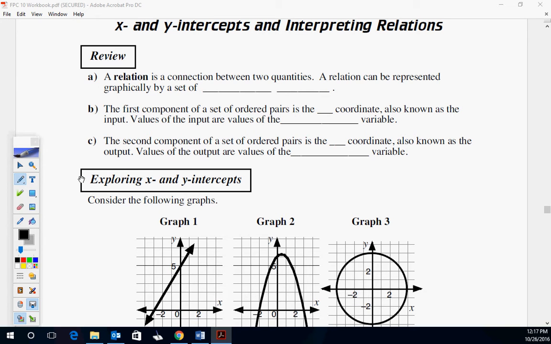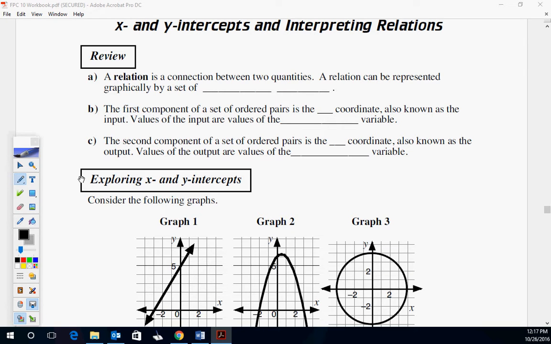Lesson 3, doing X and Y-intercepts. Okay, X and Y-intercepts are exactly what they say they are. They're where they cross the X-axis, intercept it, the Y-axis, intercept it. Okay, so intercept means cross. So where they cross, that's what they're talking about.